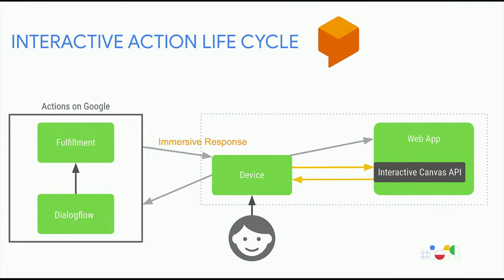So let's do a quick recap on the life cycle. The user talks to the device. That user input gets passed on to Dialogflow. Dialogflow matches an intent, which then invokes fulfillment, the code that provides a dynamic response. It now provides a new kind of response, an immersive response, which gives a URL to the device. The device loads the associated web app. When the web app loads, it initializes our interactive canvas API and registers some callbacks.